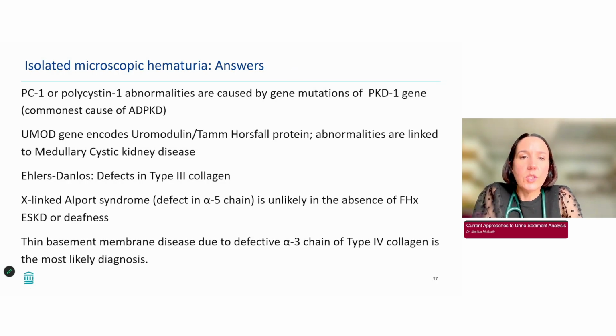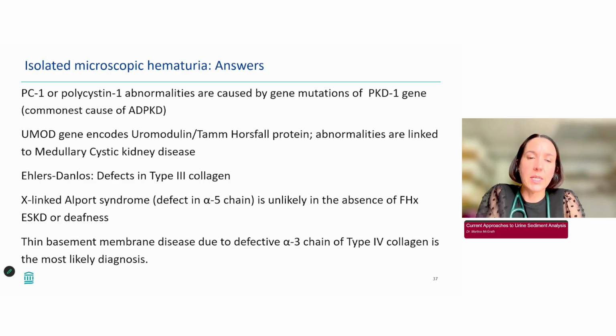UMOD gene encodes uromodulin and Tamm-Horsfall proteins. The abnormalities in this particular gene are linked to the family of medullary cystic kidney disease, so one might expect to see structural abnormalities on the imaging. Defects in type 3 collagen are linked with Ehlers-Danlos syndrome. However, defects in the type 4 collagen, so X-linked Alport syndrome, is a defect in the alpha-5 chain. For this particular case, it's unlikely because there's no family history of end-stage kidney disease or deafness, whereas thin basement membrane disease is due to defects in the alpha-3 chain of type 4 collagen, and that's the most likely diagnosis in this particular scenario.